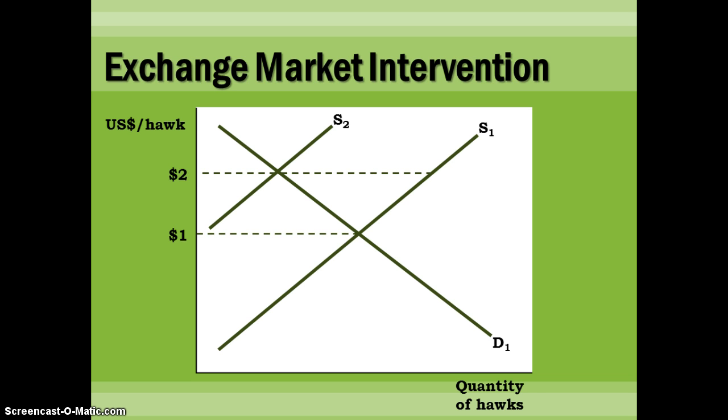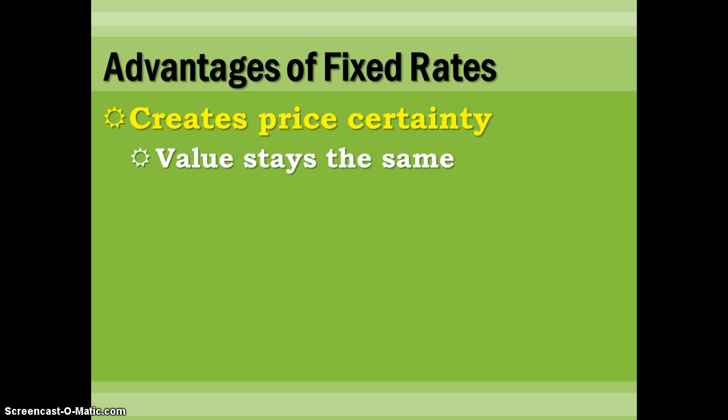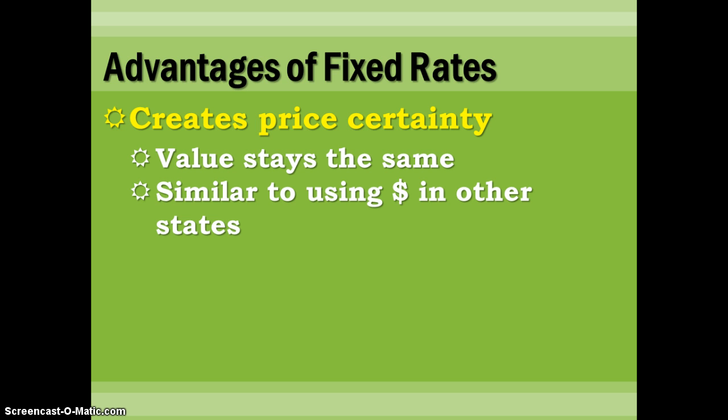So what are the positives and the negatives of fixed exchange rates? On the positive side, it creates a degree of price certainty. So there's not this fluctuation. The value of your currency will always stay the same, because you're constantly working to manipulate the market to keep the price exactly at whatever the price is that you've decided you want it to be. And so basically it's similar to being able to use the dollar in other states around the country. Everything is the same price basically no matter where you go, from day to day. But if you're not in a fixed exchange rate system, then goods prices can swing wildly depending on the exchange rate on a given day.